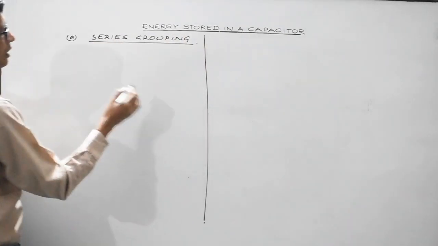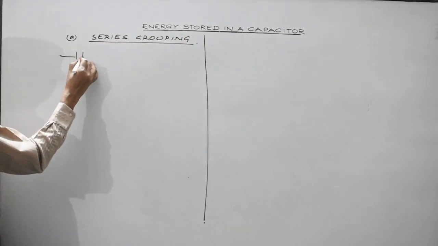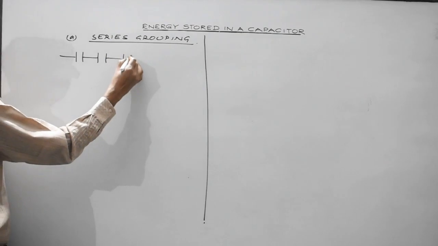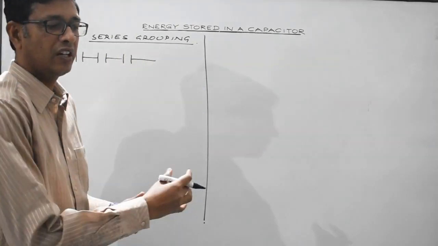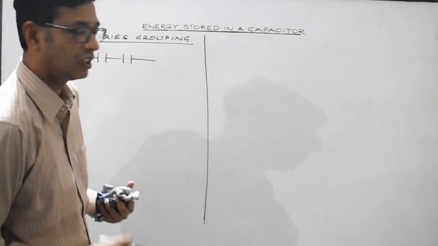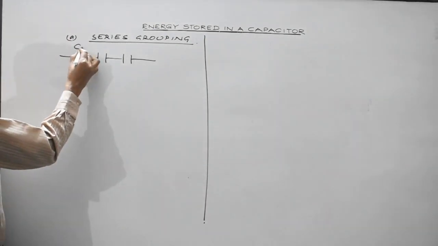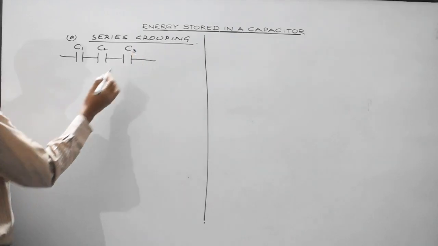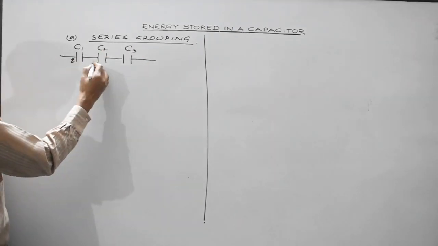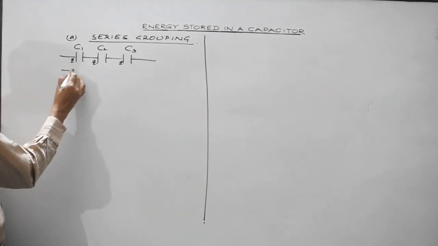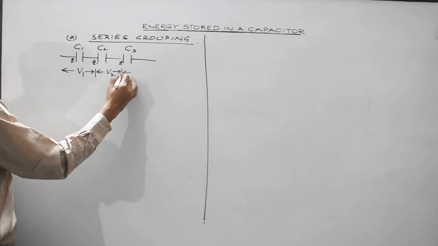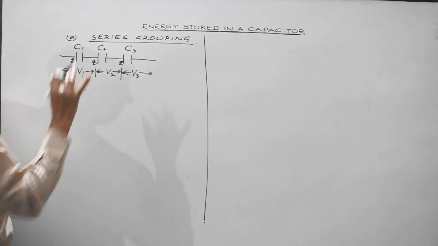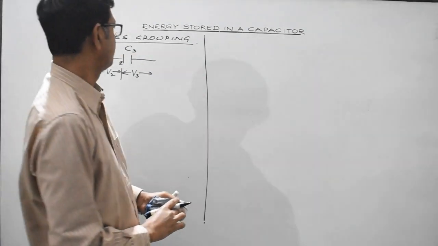Okay, these are the capacitors which are connected in series, suppose. Let's consider the case of 3 capacitors. You can generalize to n capacitors as well, right? So suppose these are of capacitance C1, C2, C3. In series, charge would be constant, right? And let the potential differences be V1, V2 and V3 respectively across these 3 capacitors.